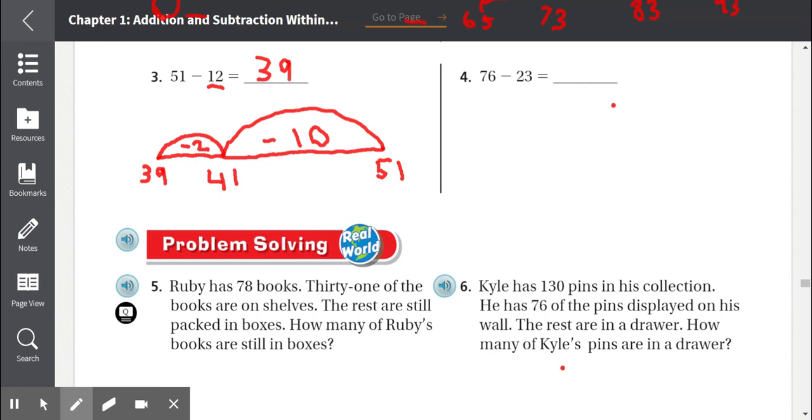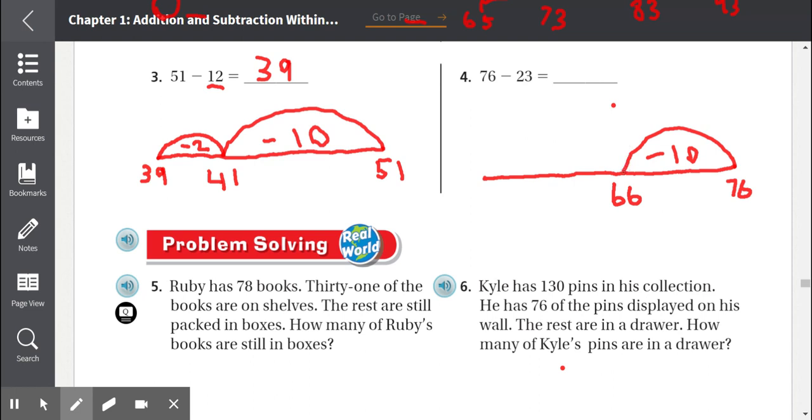Number 4, 76 minus 23. We start by creating our number line, and we start at the end, 76, and we have to count back by 23. So let's start counting by tens until we get to 23. So 76 minus 10 will equal 66. So far we subtracted 10, but we have to subtract a total of 23.